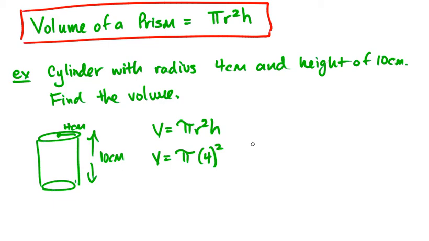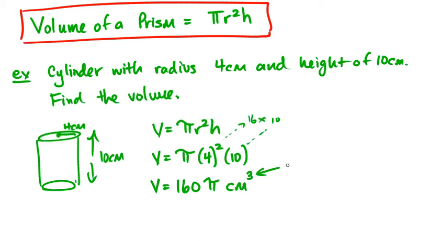You don't need to put the units in. I do know that the height is 10. Again, don't put the units in. If you're able to do this without a calculator, hopefully, 4 squared is 4 times 4, which is 16. So this part here is 16, and this part is 10. So 16 times 10 is 160. It's going to multiply by pi, and the units is cubic.